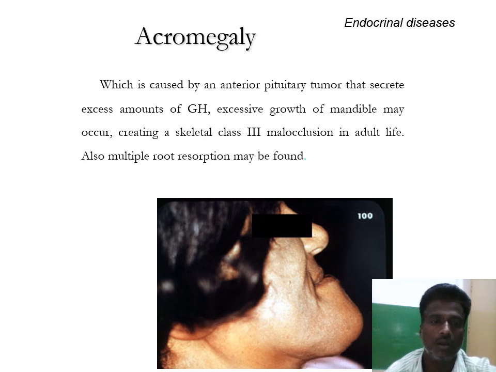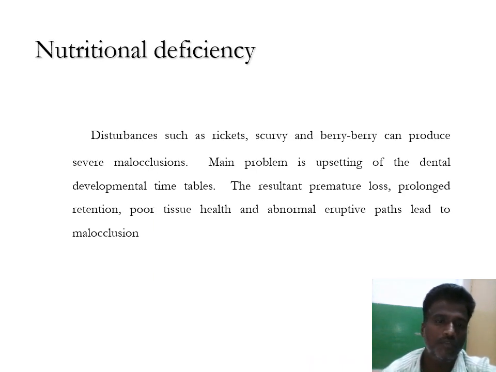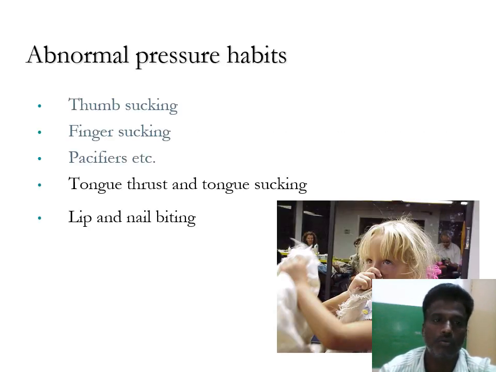Excessive growth of the mandible may occur, creating skeletal class 3 malocclusion in adulthood. Also, multiple root resorption may be found. Nutritional deficiency disturbances such as rickets, scurvy, and beriberi can produce severe malocclusions. The main problem is upsetting of the dental developmental timetables. The resultant premature loss, prolonged retention, poor tissue health, and abnormal eruptive pattern lead to malocclusion.